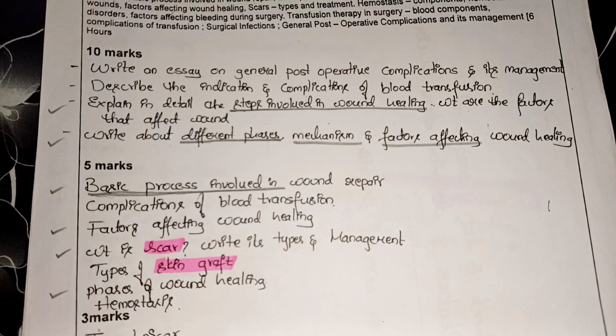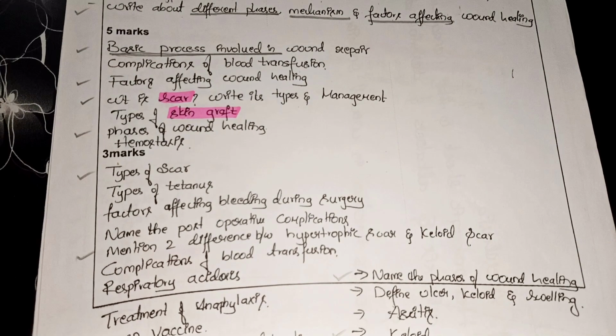The first one, basic process involved in wound repair, complications of blood transfusion, factors affecting wound healing, what is scar and write its types and management, types of skin graft, phases of wound healing and hemostasis. Now, coming to the important 3 marks.